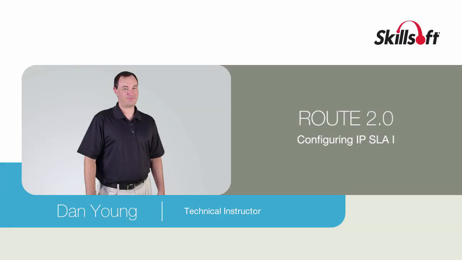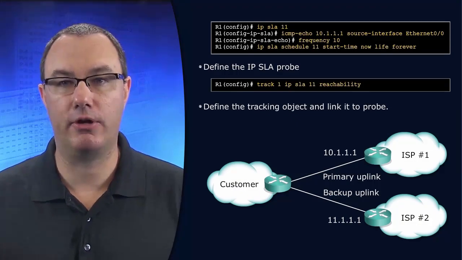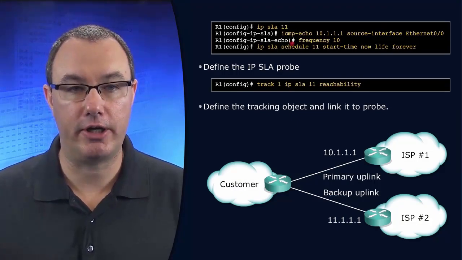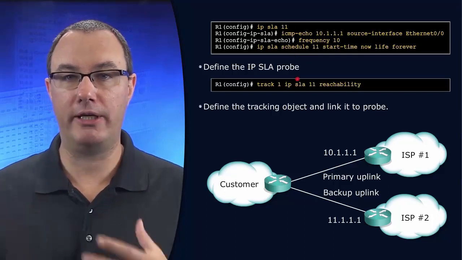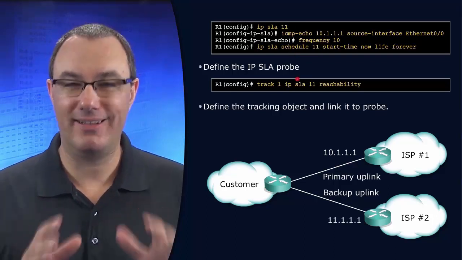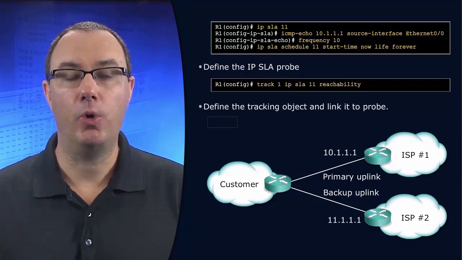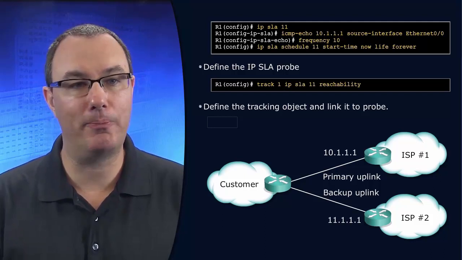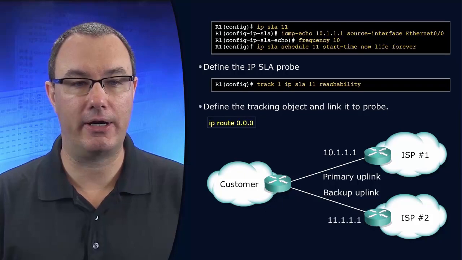IP SLA is a powerful configuration, and what we see here are elements such as setting up the probe, setting up an object, but where do we use that object? Let's explore that, and then we'll come back to the syntax. First, what would be a very traditional basic configuration for this environment, saying that we're the customer router?